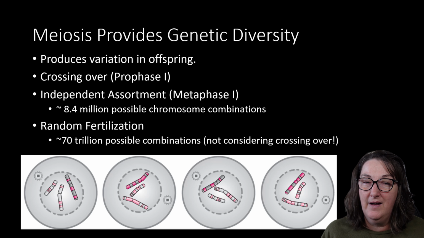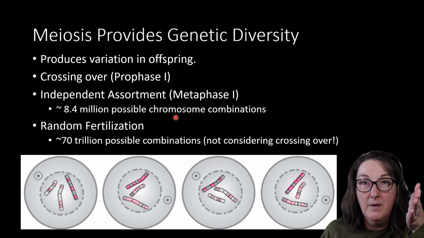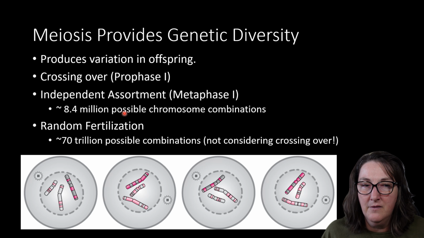So meiosis provides that genetic diversity. It's going to produce variation in offspring, which is good. It shows a healthy population. Crossing over is going to happen in prophase 1. Independent assortment is going to happen in metaphase 1. And in metaphase 1, this is amazing, 8.4 million possible combinations with your chromosomes in metaphase 1. Just lining up on that plate. That's how many different possible chromosomes there could be.